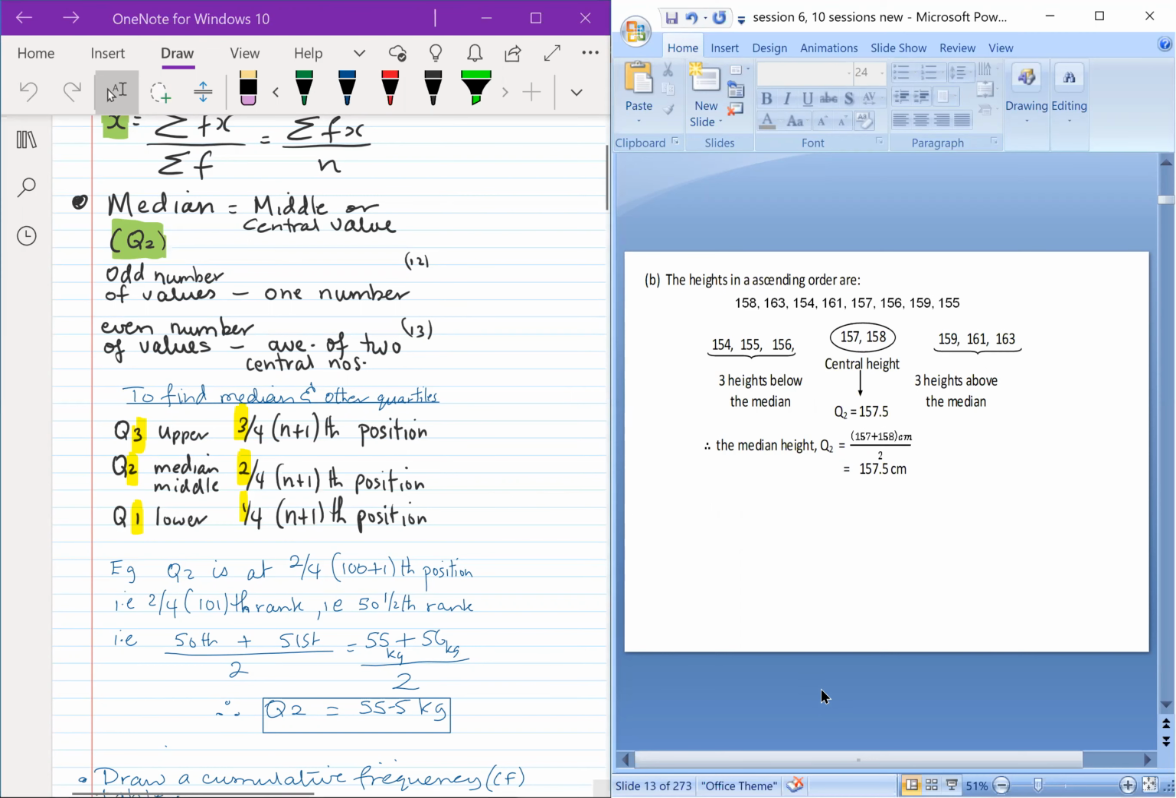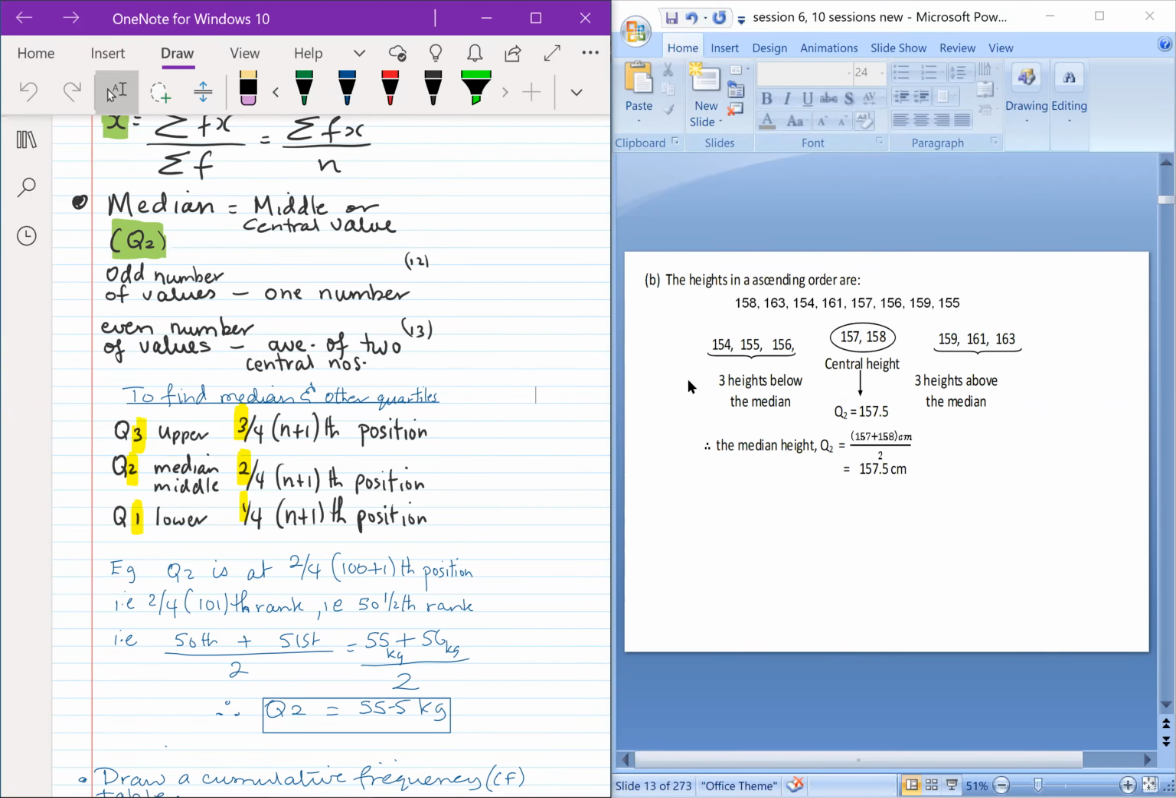The next one right after this was this one here. So in this case, n, which is the number of values, would be 1, 2, 3, 4, 5, 6, 7, 8. 8 values. So 8 would be the value of n that we'd put in the formula here. So 8 plus 1 is 9. And 2 over 4, or a half of 9, would be 4.5. So Q2 will be in the 4.5 position. 4.5, let's see what that means.